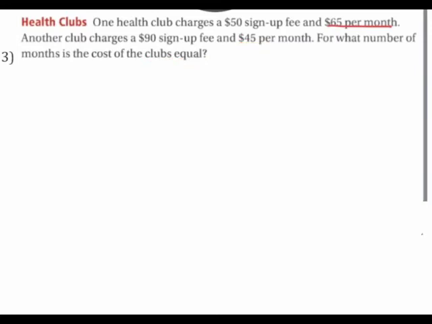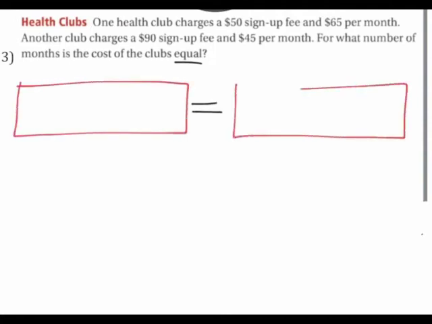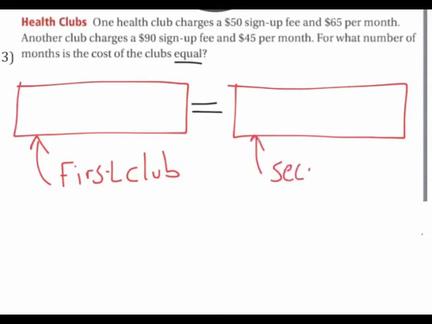Okay, just like in the last two problems, we want to write an equation. We're going to have an expression over here and an expression over here. The expression on the left is going to be, let's say, the first health club. So the first one that is mentioned in the problem, first club. And then over here, this is going to be the second club. I should probably be a little bit more specific. This should be the price of the first club after a certain number of months.